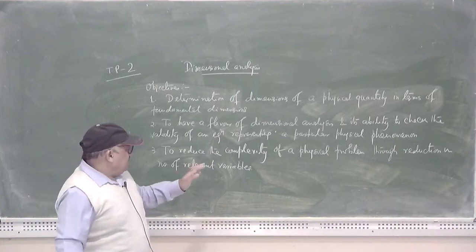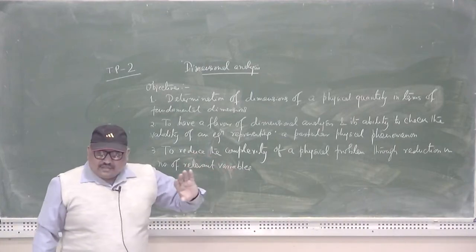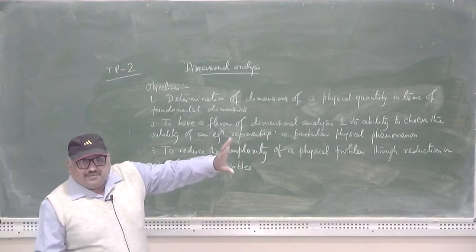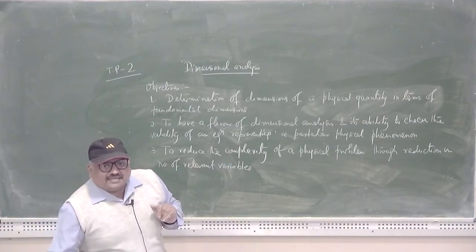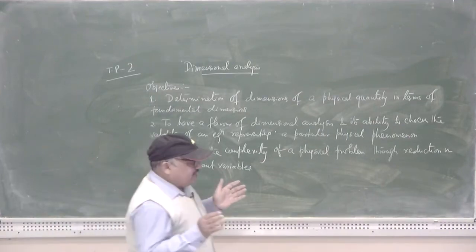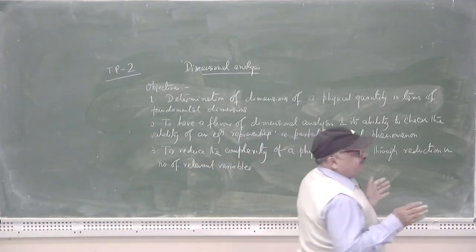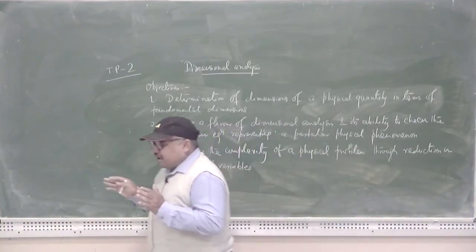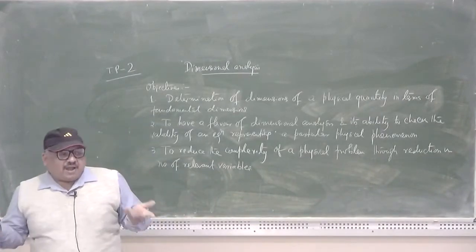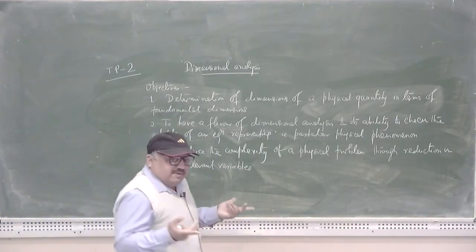So, in that case you can model a physical phenomenon. Now, if you know the concept of dimensional analysis, let us suppose there are 5 variables associated with that physical problem, if you do the dimensional analysis, then the total number of relevant variables may be reduced from 5 to 3, 5 to 2, 5 to 1, even in many cases.